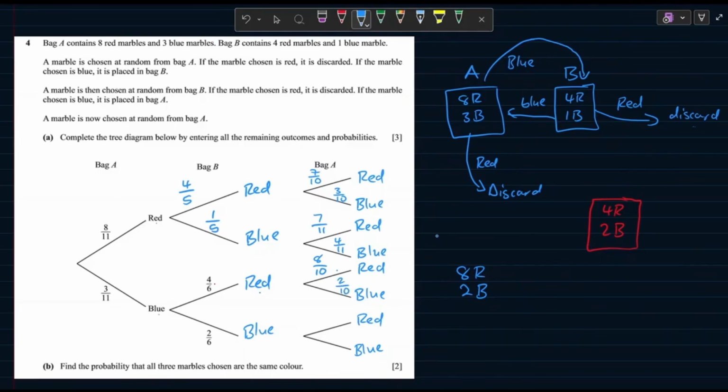Now let's say I picked blue in bag A at the beginning, so I'm looking at 8 reds and 2 blues in bag A. Then from bag B, I picked blue, so we know that blue is added to bag A. So I actually have 3 blues in my bag A. Alright, so that means I'm picking from 11 and I have an 8 in 11 chance of getting a red and a 3 in 11 chance of getting a blue. And that's going to be our complete tree diagram.